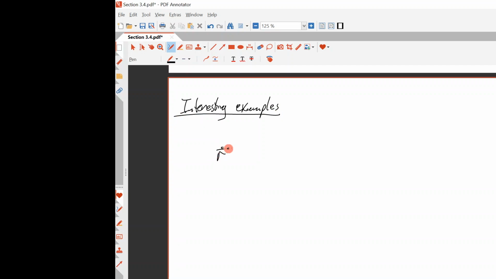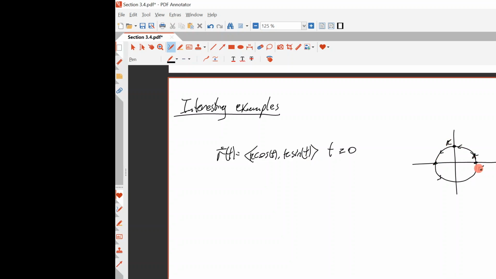Okay, if you had r of t is equal to cosine t, sine t, for t bigger than or equal to 0, then this is talking about travel along a circle, the unit circle in the counterclockwise direction. Circle of radius 1. It could be a circle of any radius: k cosine t, k sine t, like that, in which case it would be a circle of radius k.